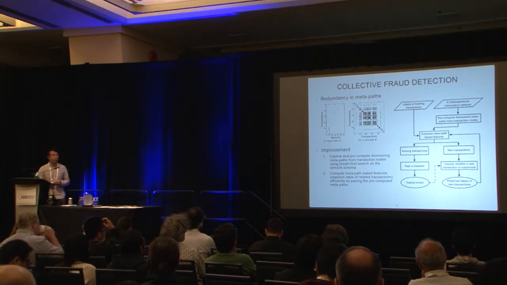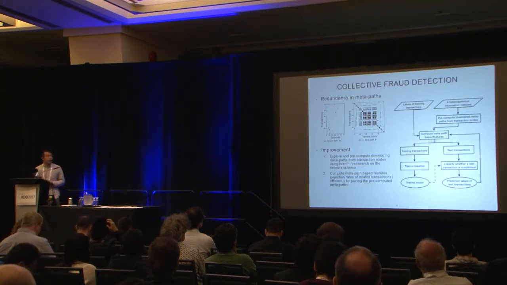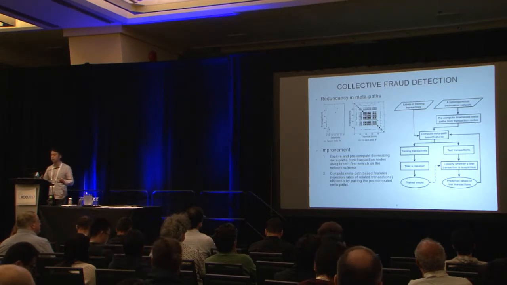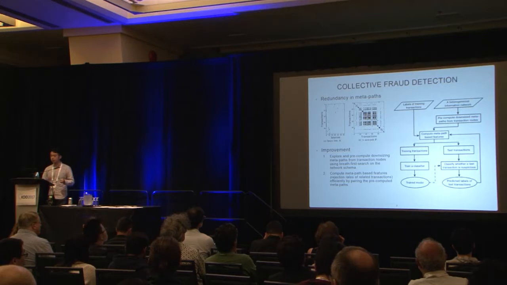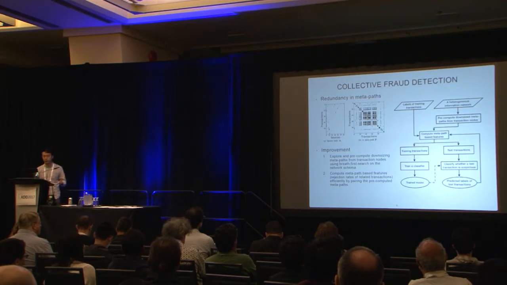It's so-called collective fraud detection. At the first step, we will initialize the test labels of these transactions using the existing features in our systems. Then we will extract the features from the networks, and see what the fraud ratio is in the similar transactions based on the network schema. And then we will update the predicted labels for those test transactions.